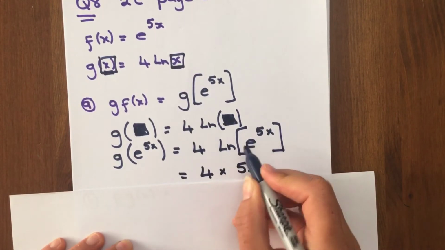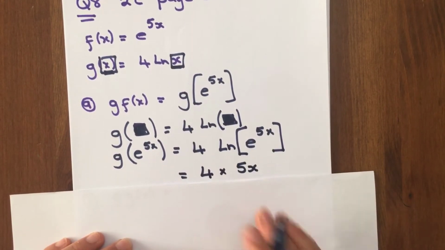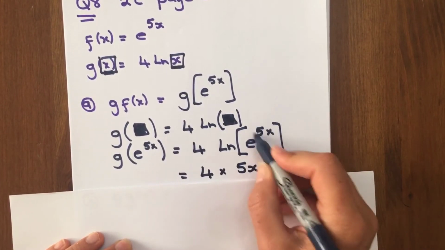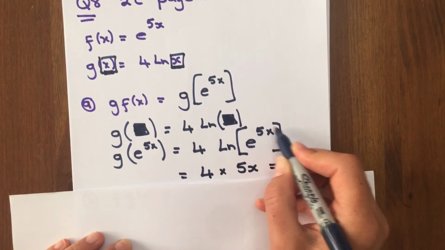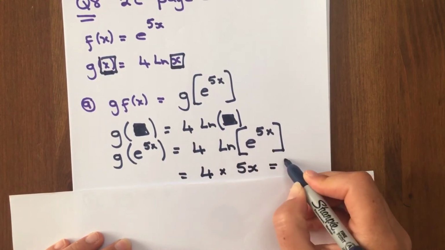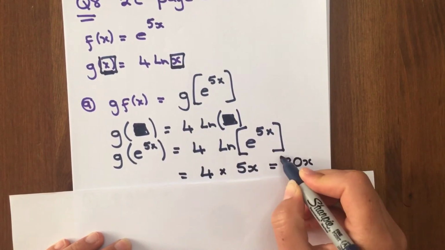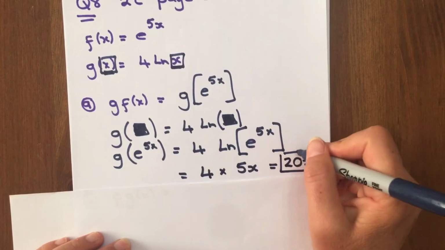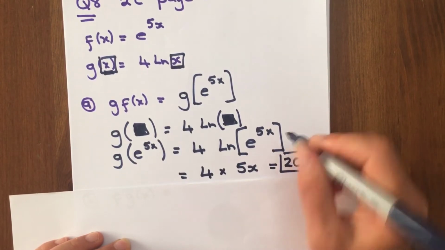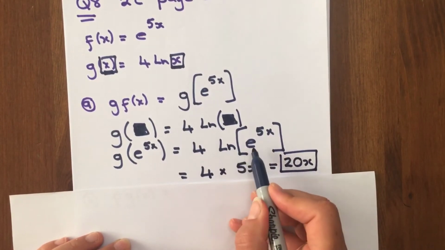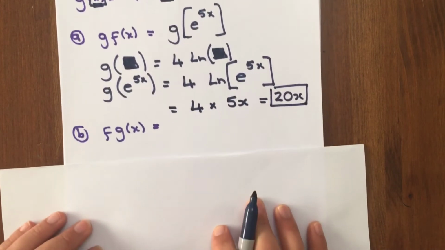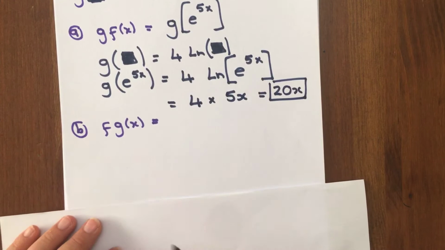Ln and e are inverse functions. So you get back to the beginning, i.e. the beginning, e to the 5 of x, then ln it is just 5 of x. So I get 20x as my answer. That was hard, this bit, this step here. Okay, really crucial though, understanding ln and e are inverse functions. Okay, let's look at the next step.